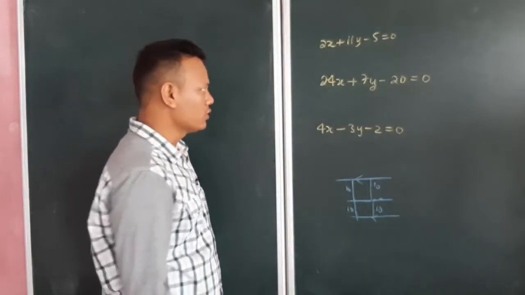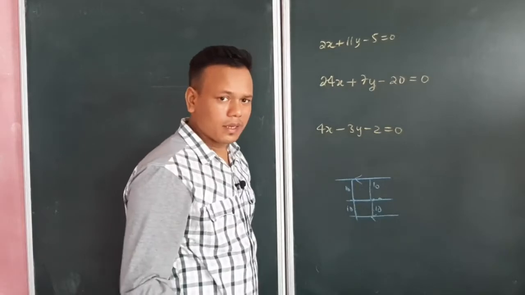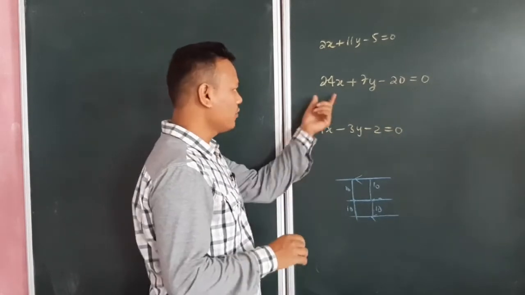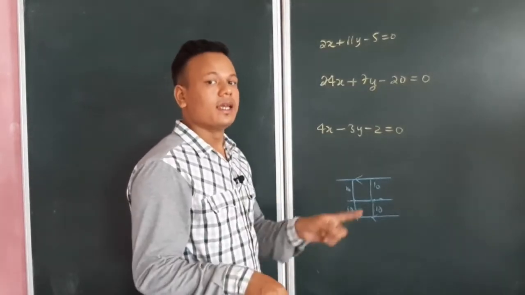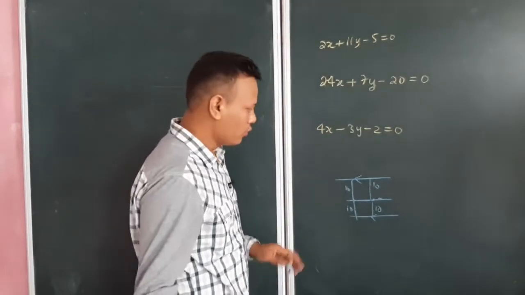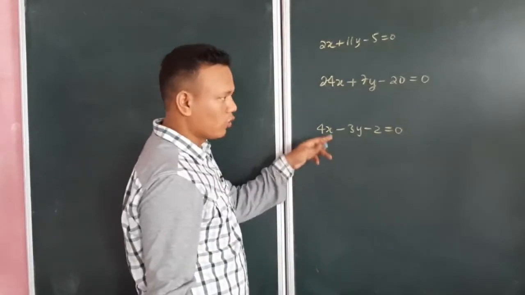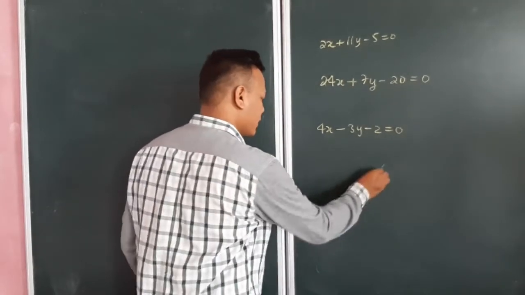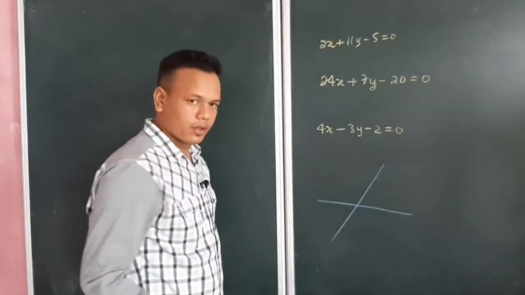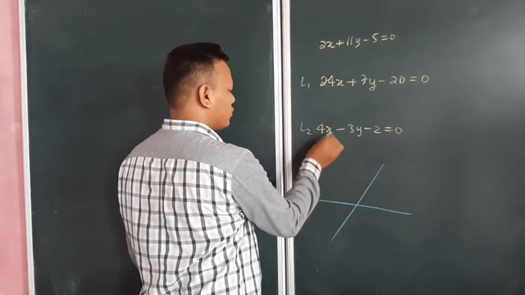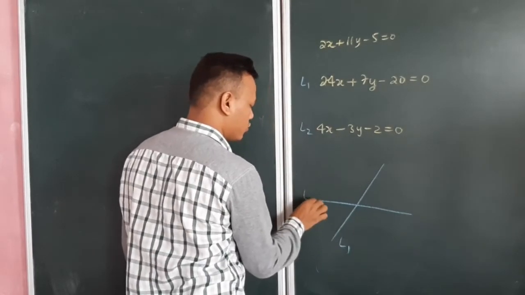You know why? Because this line and this line are not parallel, because the slope of this and the slope of this are different. If they are not parallel, then they must be intersecting, isn't it? We know that parallel lines do not intersect, so if they are not parallel, then they must intersect. Now, if this is my L1 and this is my L2.